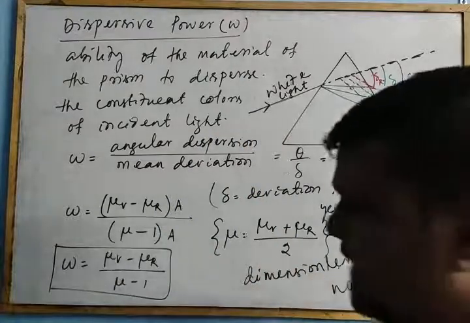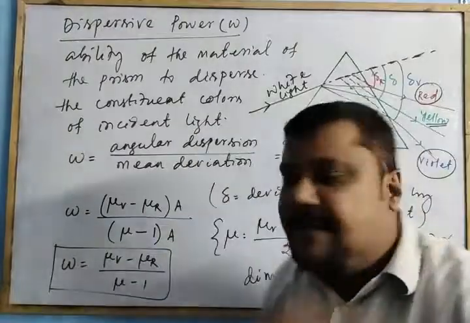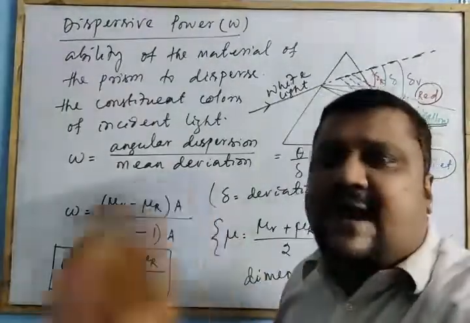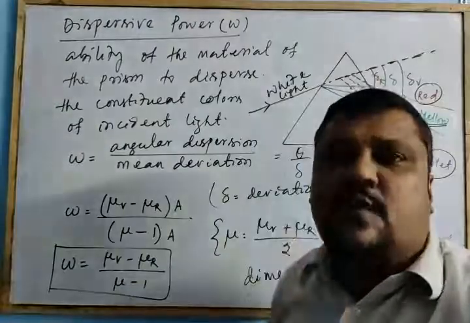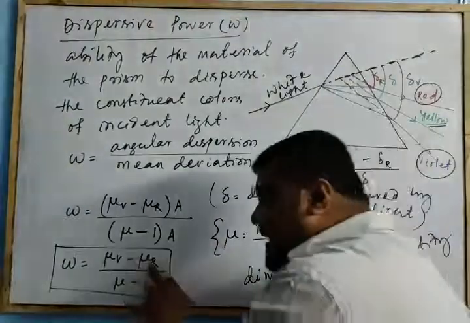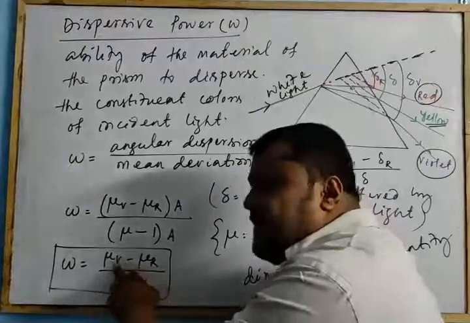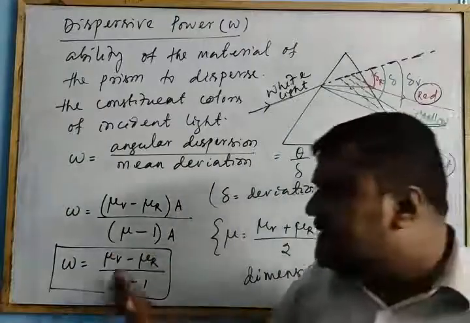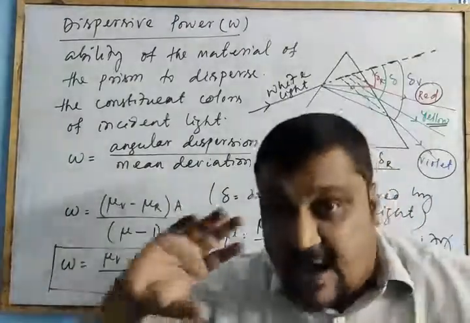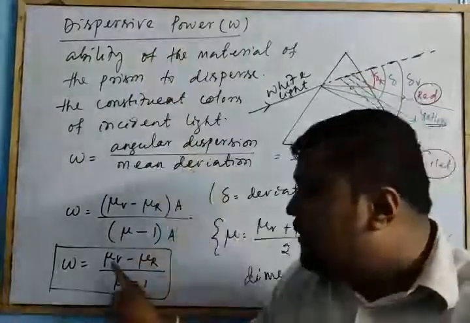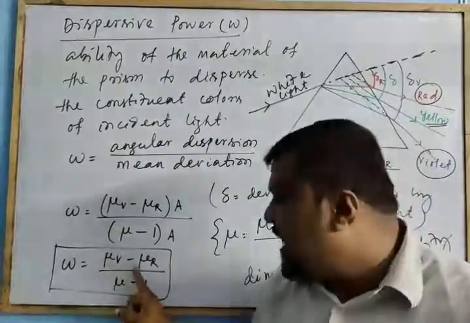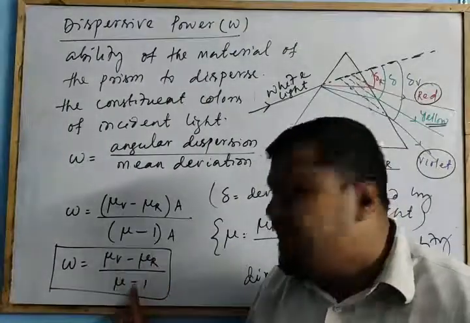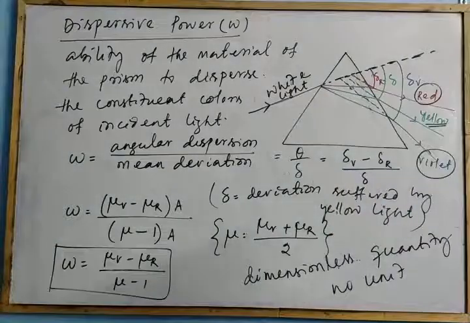And remember one thing: when calculating the dispersive power, generally we do not consider the refractive index for violet color practically, because the wavelength of violet is very small and it causes harm to our eye. So practically, red light is the extreme color, but in place of violet we take blue color. So to calculate the dispersive power, omega equals the refractive index for blue minus the refractive index for red, divided by the mean of the refractive indices of blue and red minus 1. That is the formula. Clear?